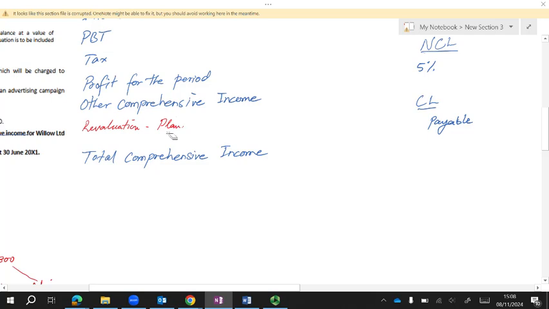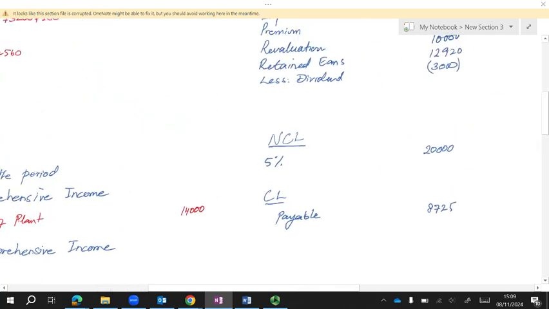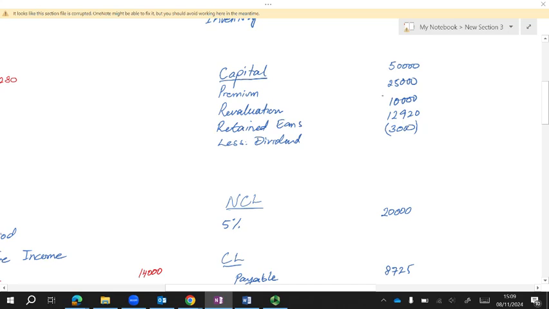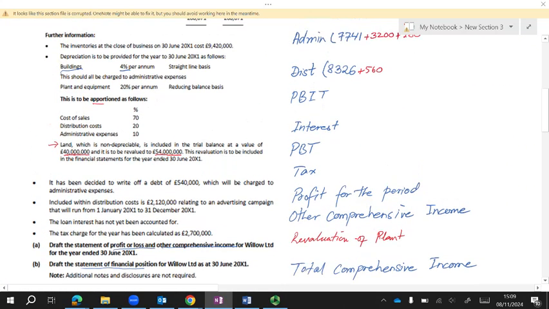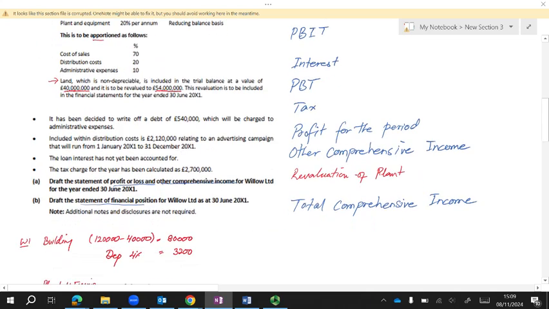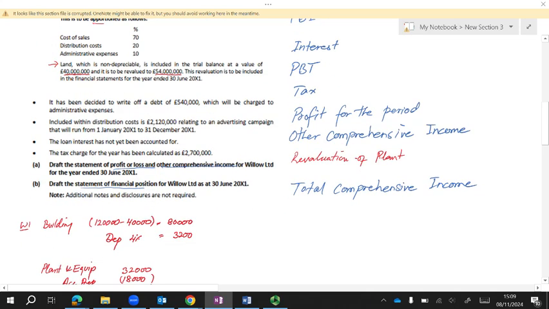Oh, land, not plant. The 14,000 will be added into the revaluation over here. There is already a balance of 10,000 pounds revaluation. We will add 14,000 on top of it. So make sure you tick the figures which you have already dealt with and the notes.